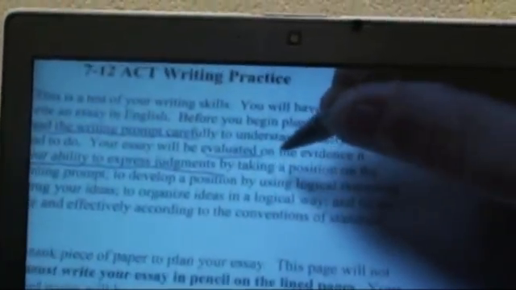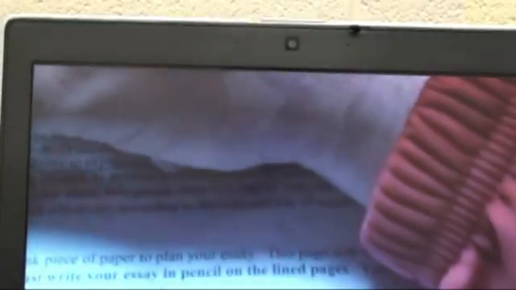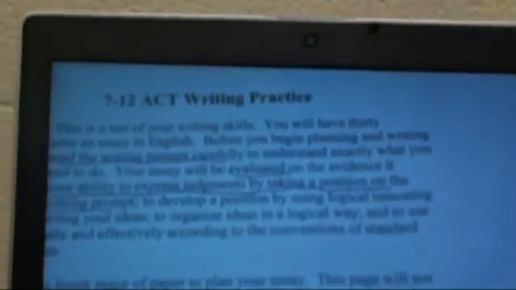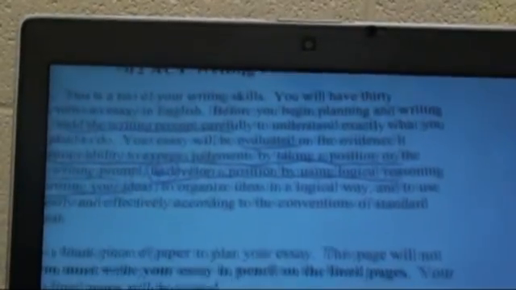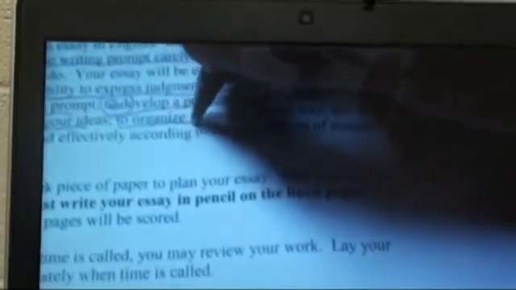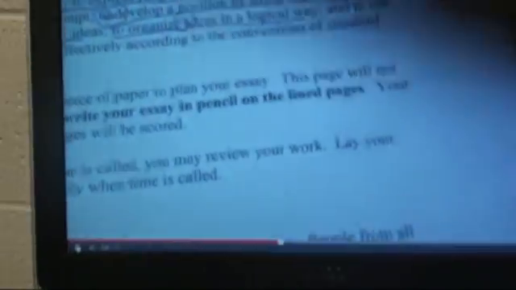The first thing is your ability to express judgments, one, by taking a position on the writing prompt. I'm trying to do this alone, so bear with me if I'm all over the place. So that's one. The second thing you need to be able to do is develop a position by using logical reasoning and by supporting your ideas. And lastly, a couple things: to organize your ideas in a logical way, that's number 3, and to use language clearly and effectively according to the conventions of standard written English.